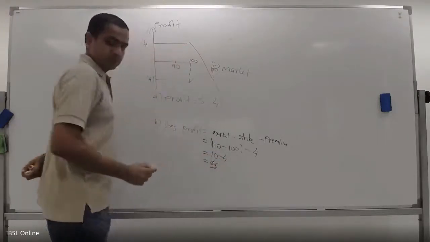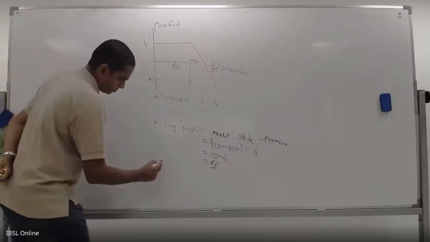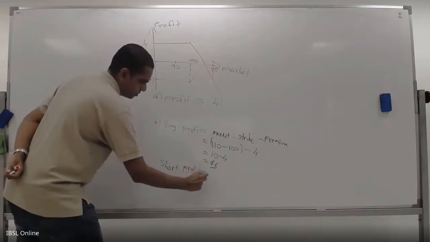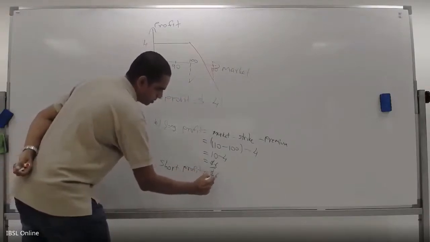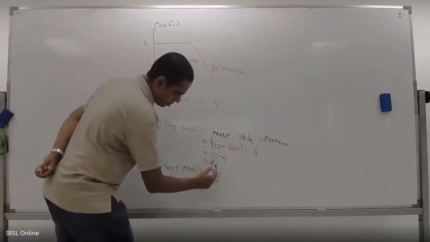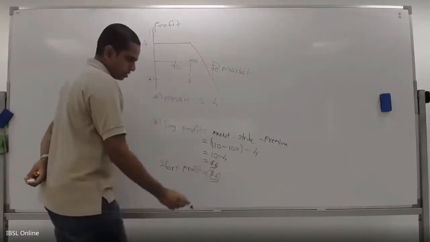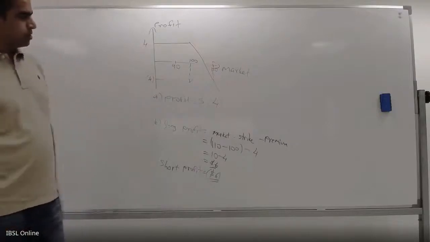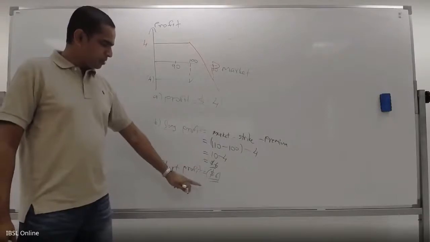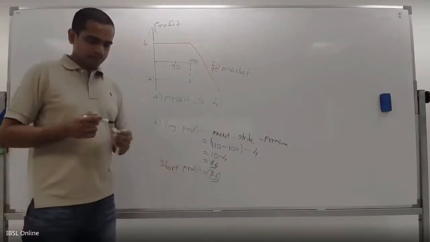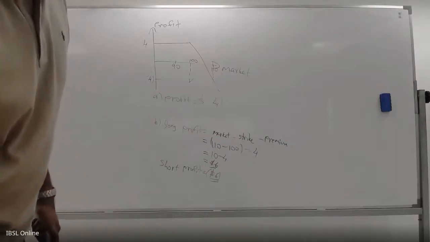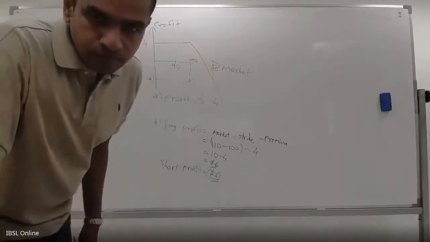That is if you are long, but you are short. Profit will be -6 because the long's profit will be the short's loss. So at 110, the long will make a profit of 6, and the short will therefore make a loss of 6.